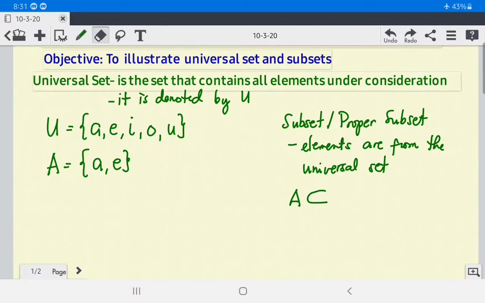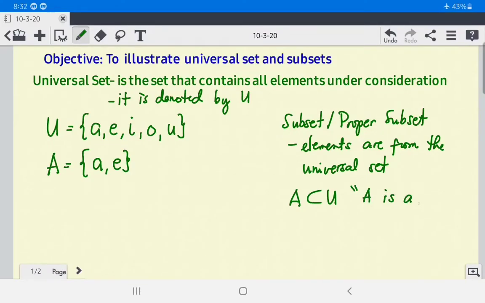A is a proper subset of U. So we read it as A is a proper subset of U.